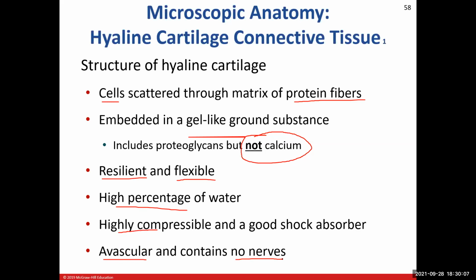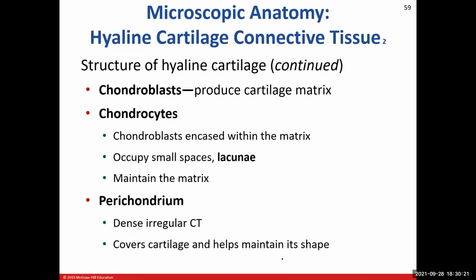So if you damage hyaline cartilage, you won't feel it. If you damage fibrocartilage, you won't feel it, right? Because it's not innervated, no nerves. All right, so the cells that make the cartilage matrix are called chondroblasts. They'll seal themselves off in the matrix. When that happens, they convert over into chondrocytes, and they do the same thing that the bone cells did. They're going to live in the lacuna, and they're going to maintain the matrix.